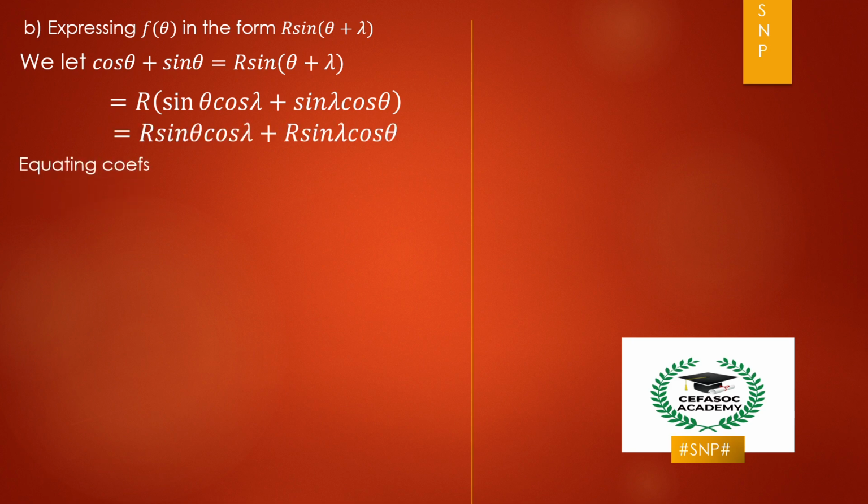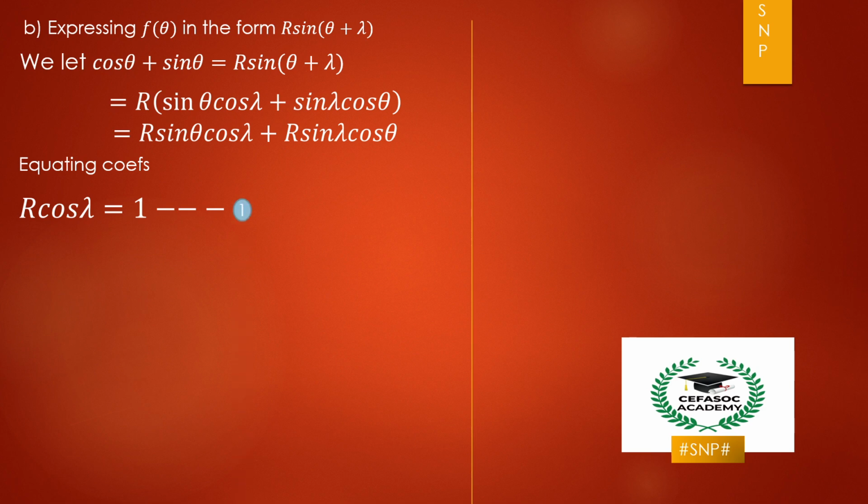From there, you multiply the R all through, and then we equate coefficients. To equate coefficients means the coefficients on the left hand side are equal to the coefficients on the right hand side. So I said that R cos lambda is equal to 1. Why? Because the coefficient of sine theta on the left hand side is 1, and the coefficient of sine theta on the right hand side is R cos lambda, because R cos lambda is multiplied by sine theta. So we equate the coefficients and call it equation 1.